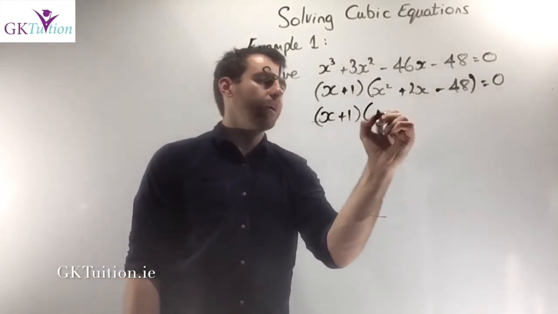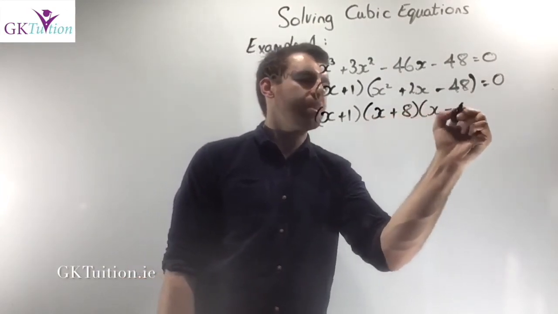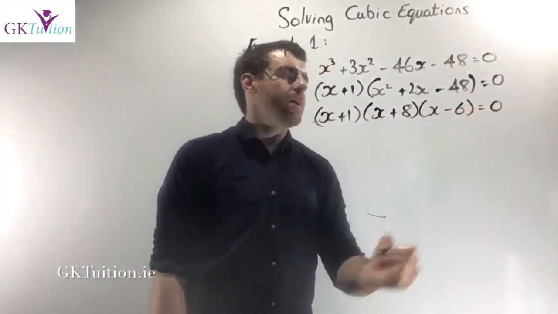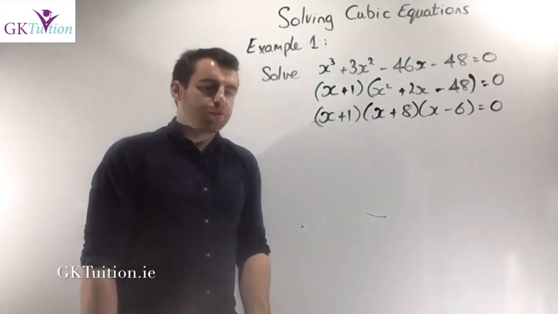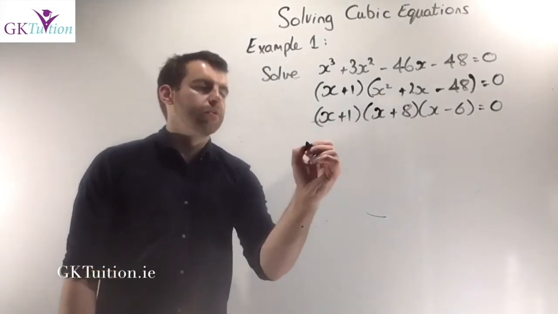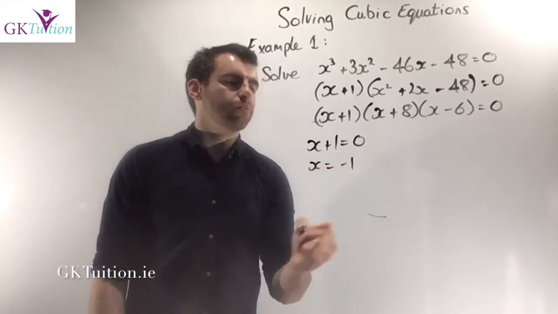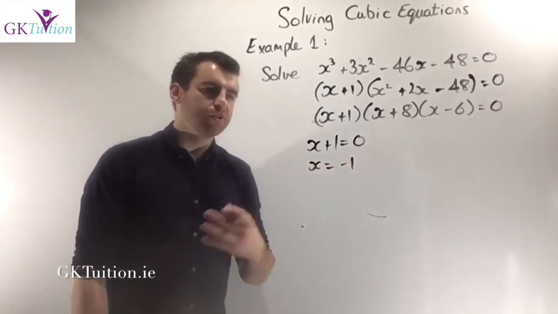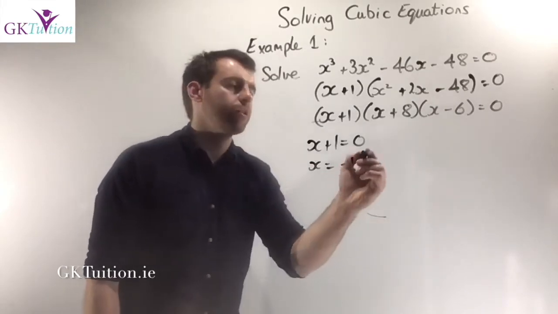The factors of x squared plus 2x minus 48 are x plus 8 times x minus 6. And then, just like when we factorize and solve quadratics, I now need to let each factor equal 0 and I'll get my 3 roots. The one we already had was x equals minus 1. However, I always tell students just do it again. The very last thing you should do is write out your 3 roots of your cubic.